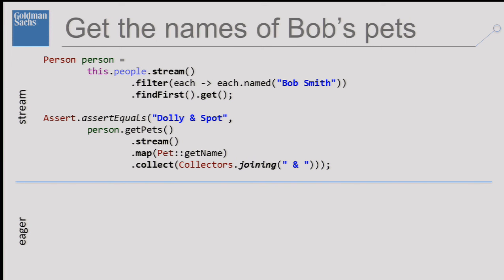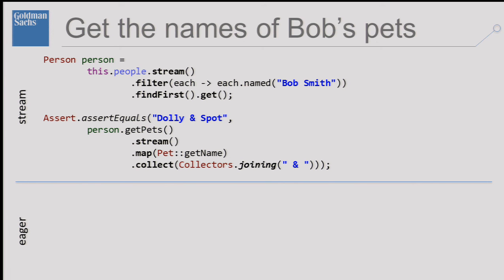Getting the name of Bob's pets. So here we are in the streaming version. First of all, we're getting a person. We're looking for the person that matches, is named Bob Smith. We find the first, which gives us an optional, and we call get to unpack the optional, which would throw a runtime error if there wasn't one.